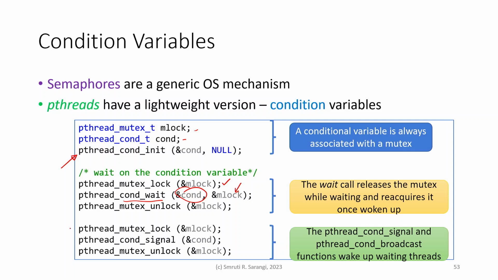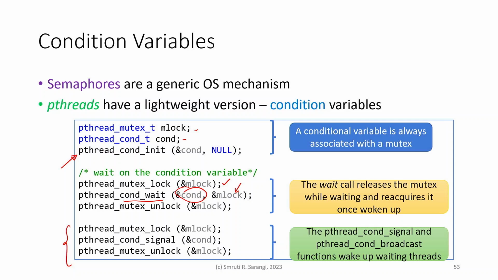Then some other thread can signal you. Some other thread needs to do exactly the same, acquire the mutex, and then basically send you a signal. All right. So when you send a signal to a condition variable, you wake up one of the threads that is waiting on it. So when you do a cond signal, it will wake up any one of the threads that is waiting on it arbitrarily.